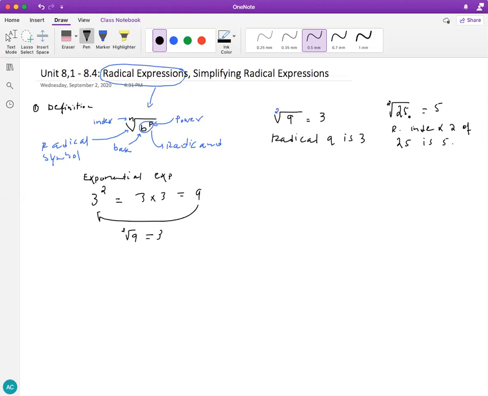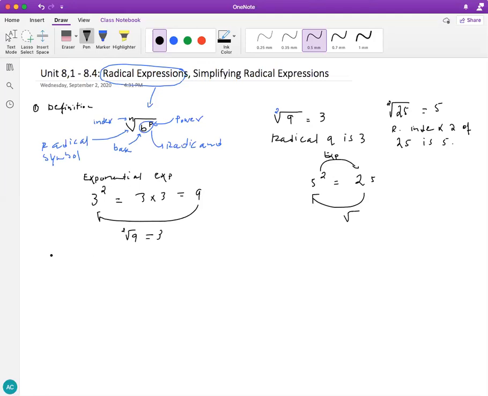Same thing here. When you say radical index 2 of 25 is 5, it's like saying what number multiplies by itself this many times to get this? That number, of course, is 5. So when you say 5 to the second is 25, this is exponent form. But to go back, we do the radical. So we take the radical of 25 to get to 5.